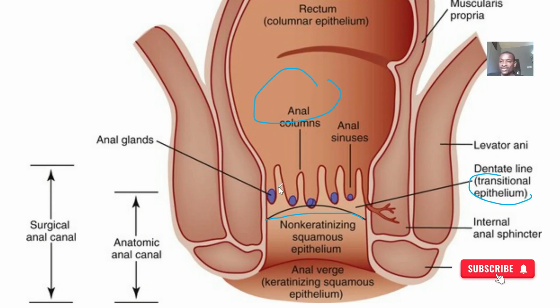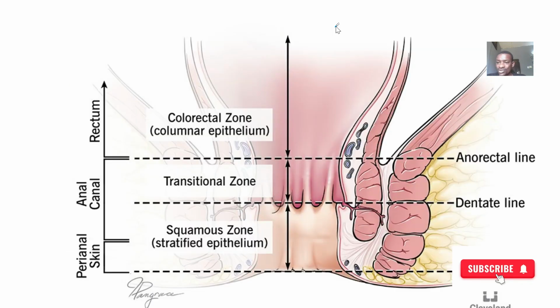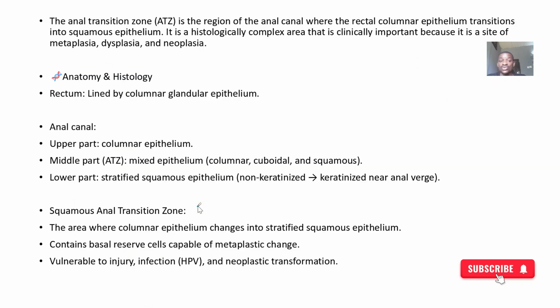This is a transitional zone, where something changes to become another thing. You understand? First of all, you should know that it's a region of the anal canal where the rectal columnar epithelium becomes squamous epithelium. This is a columnar epithelium, this is the squamous epithelium. So at this zone there's a change, and this particular place is what is known as a transition zone.